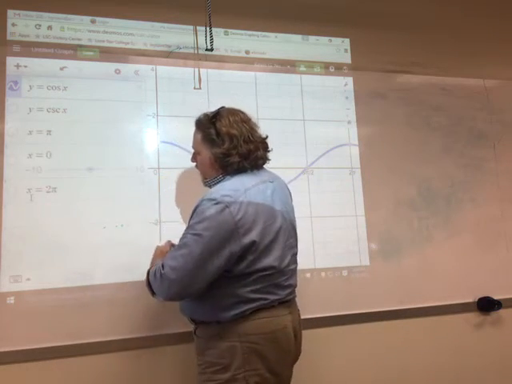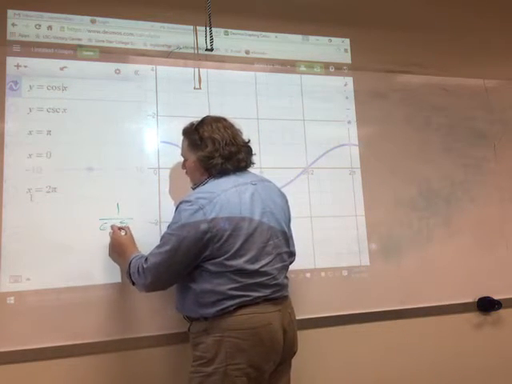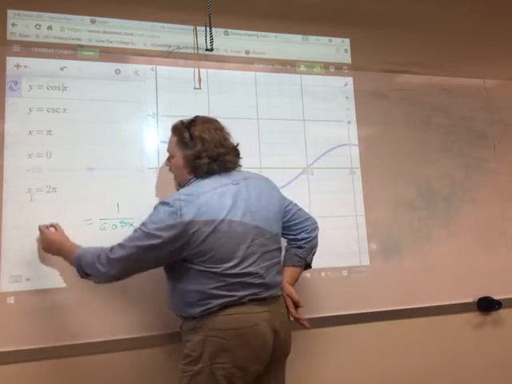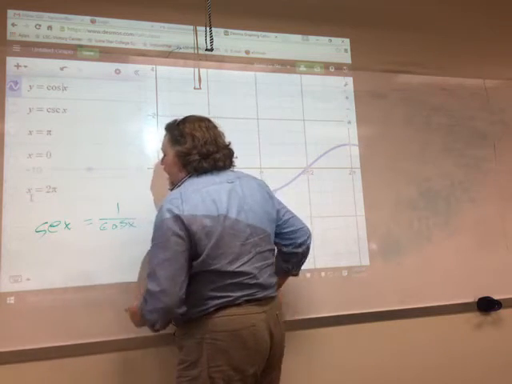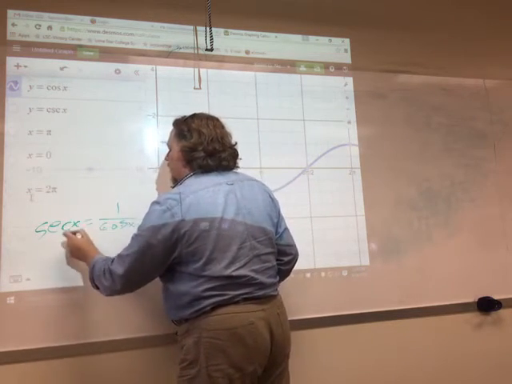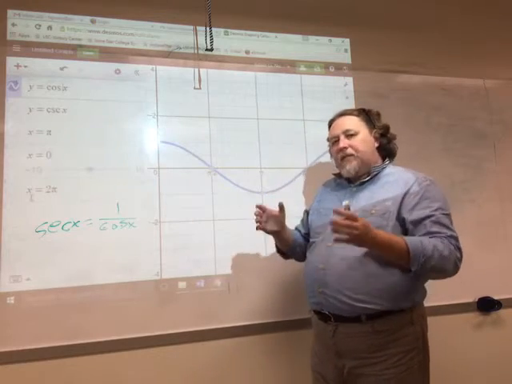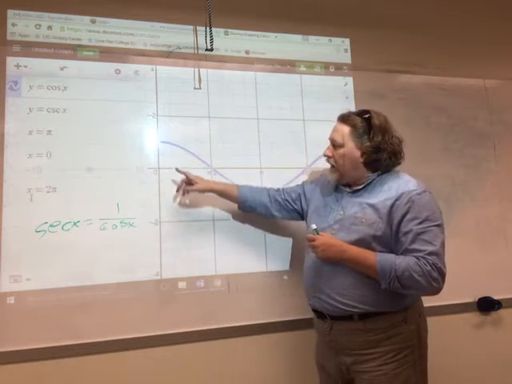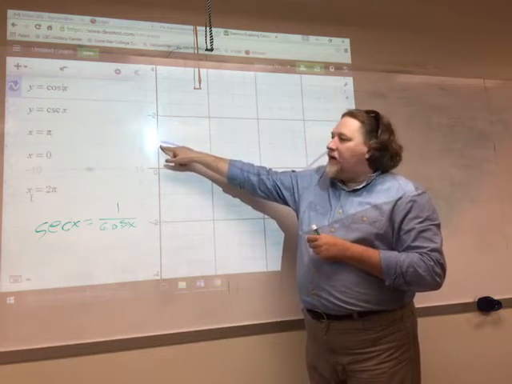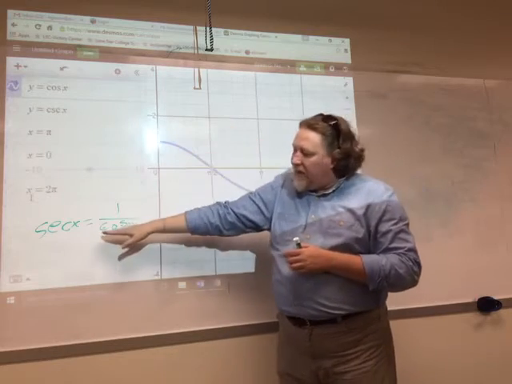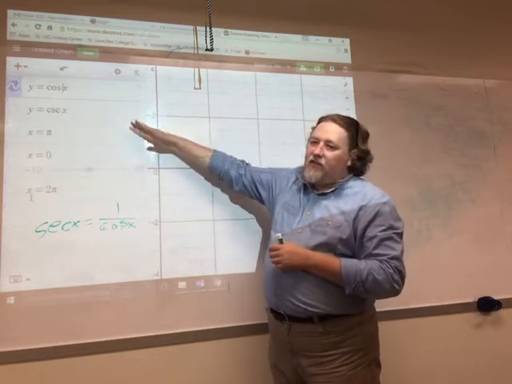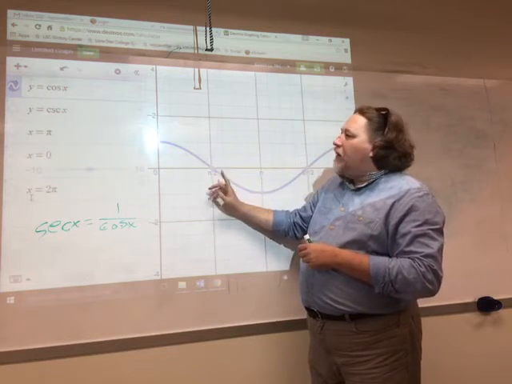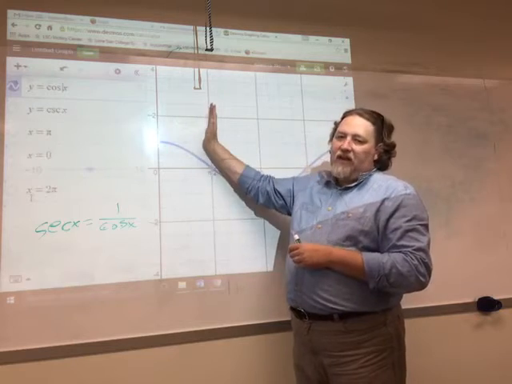Well, the reciprocal of cosine, we know from looking at right triangles, is secant. And we expect the same kind of behavior to happen here that we saw a minute ago with sine. So right here, you'll notice cosine has a peak. I'm expecting that secant is going to just barely touch it right there. Right here, cosine is at 0 height, so I expect there to be an asymptote right there.